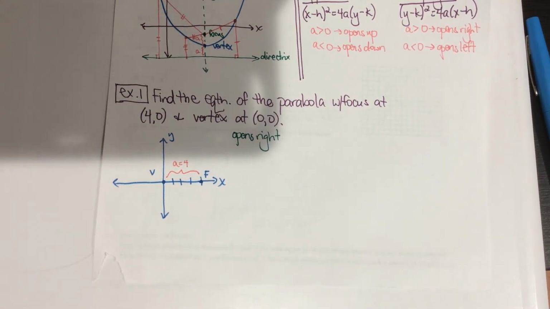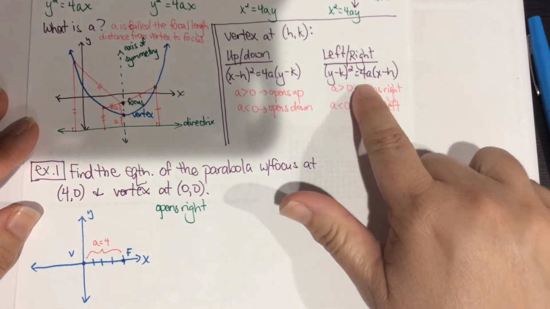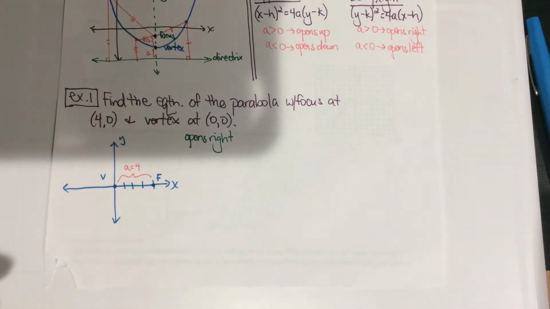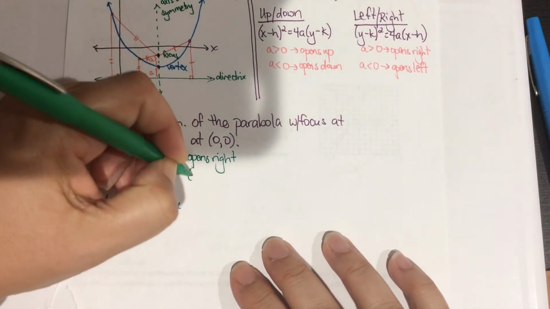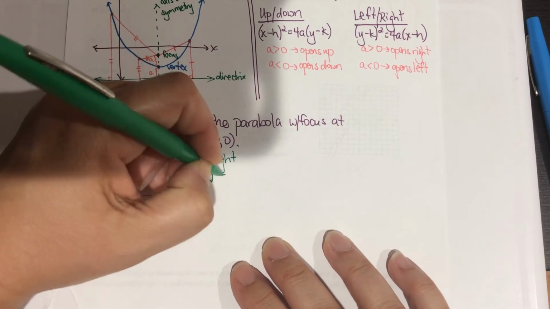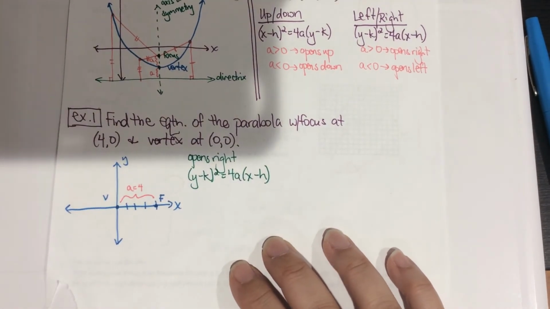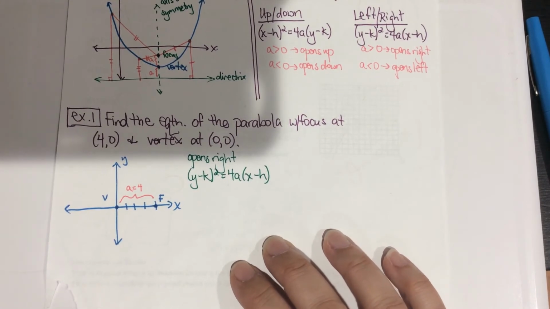Okay. Step 4, is it going to have an x squared or is it going to have a y squared? We'll go back up here. If it opens right, it's going to have a y squared. Okay, so it's going to be of the form there. And then the last step is just to plug stuff in.